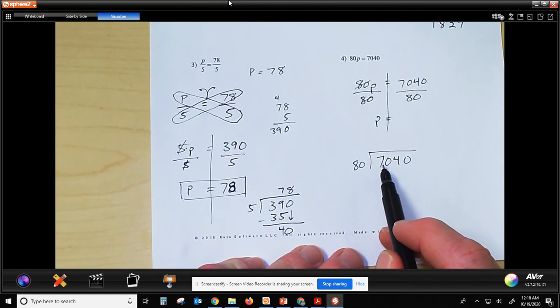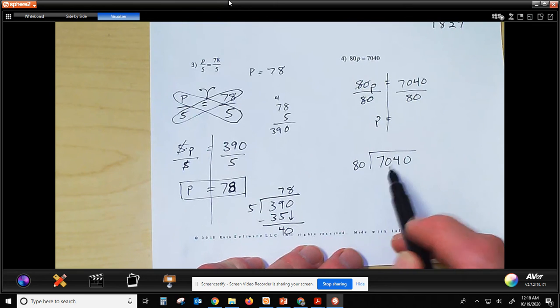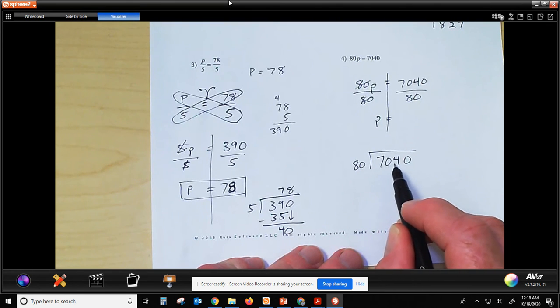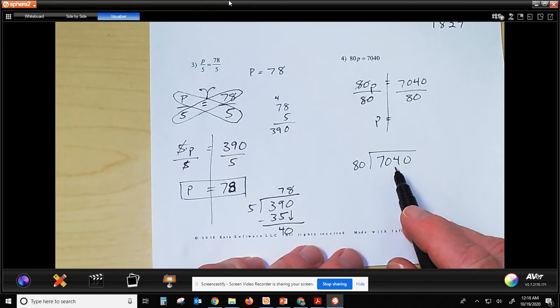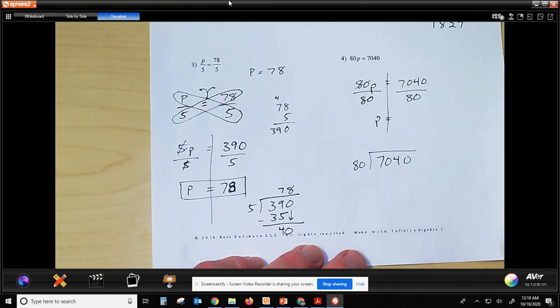Does 80 go into 7? No. Does 80 go into 70? No. Does 80 go into 704? Yes, it does. How many times? I don't know. Guess and check. Well, I know that 80 times 10, 10 80s, would be 800. That's going to be too big. 80 times 9 is 720, that's also too big. So I know it's going to be 8.